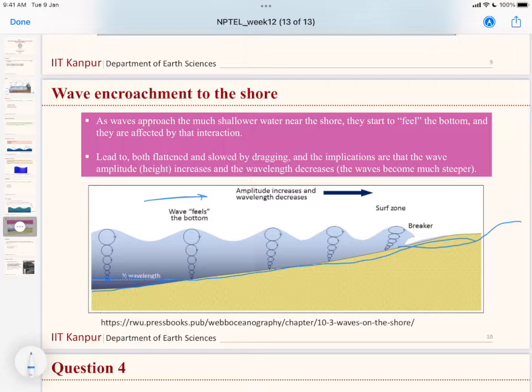Why did it get disturbed? Because it will start feeling the resistance, or the dragging, because of this surface. What could it lead to? It could lead to the wave energy decreasing, due to which the wave amplitude will increase and the wavelength will decrease.